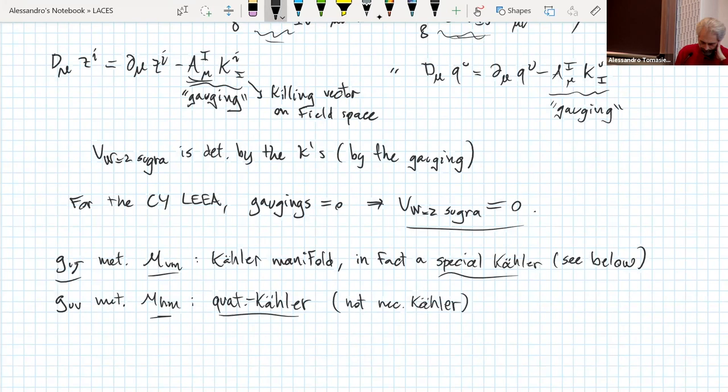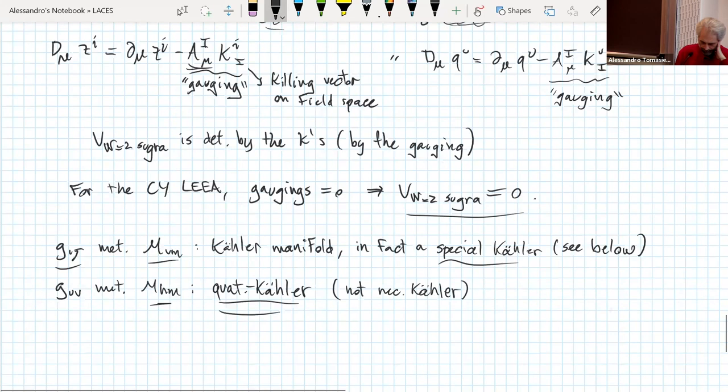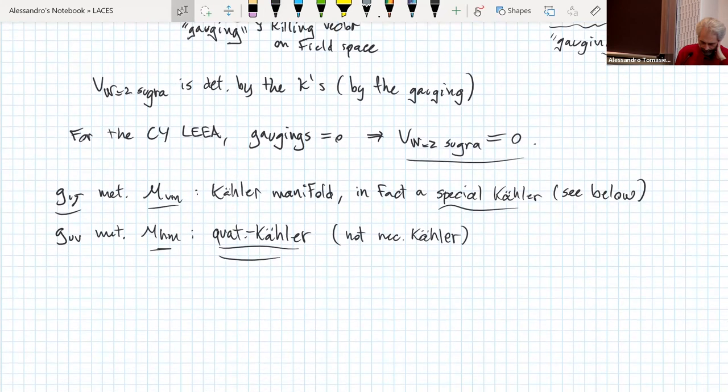So what is a quaternionic-Kähler manifold? I'm not going to tell you. We are not going to need it. It is described not by a single two-form J as a Kähler manifold, but by a triplet of forms, which obey a certain condition. Let's look at special Kähler, because it's more interesting for us.